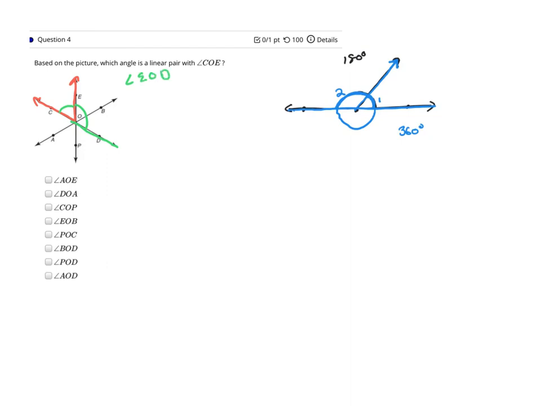Then I look at my list to see if there is an angle EOD or DOE, which doesn't matter as long as the O is in the middle. I don't see a DOE or an EOD, so I have to look at the other linear pair. If I look at this line, then this angle here is also a linear pair with COE, and that would be COP. So that would be a linear pair, and that would be my answer.